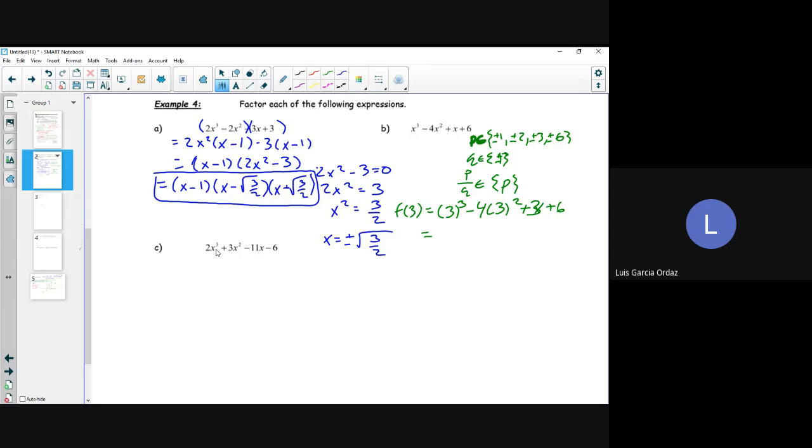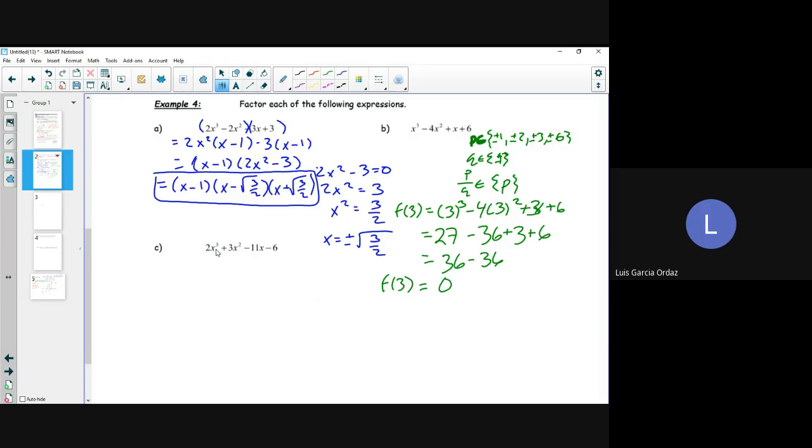So when we simplify all of that, f of 3 gives us what? 0. Okay, so we have 3 to the 3 is 27 minus 36 plus 3 plus 6, which gives us 36 minus 36, which gives us 0. So that means x minus 3 is a factor of x cubed minus 4x squared plus x plus 6. But they want us to fully factor the whole polynomial expression.